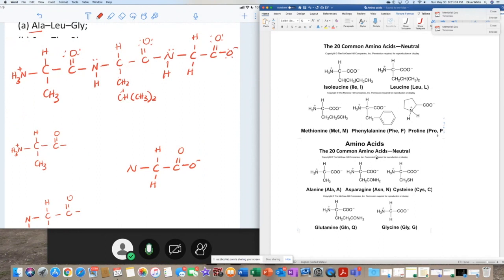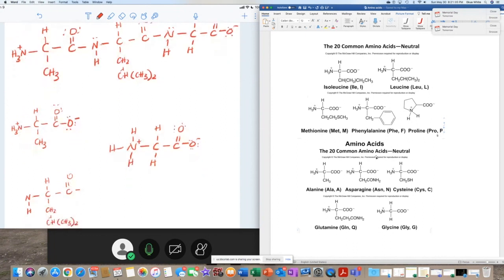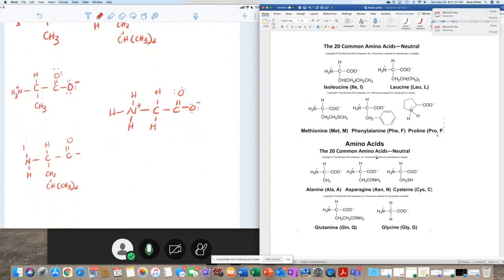So for this one here, we're bringing in water, right? So this one becomes minus. This one here becomes, the H's add up here, and this one becomes O minus. Yeah. So this is what the 3 amino acids look like when they get hydrolyzed. Okay.